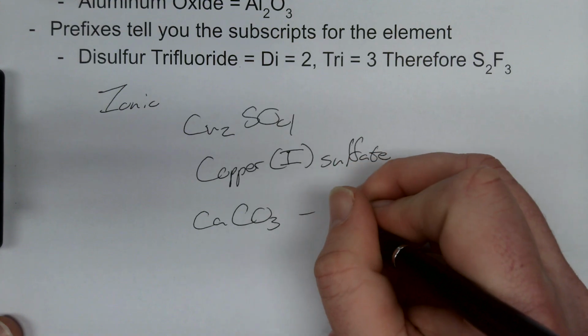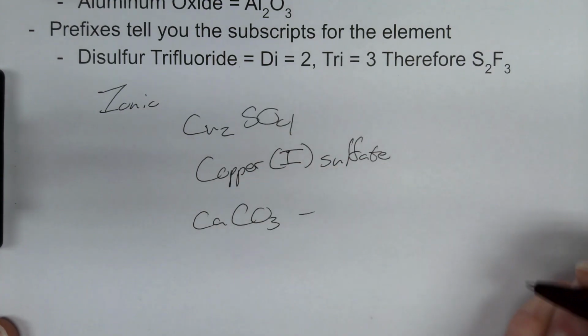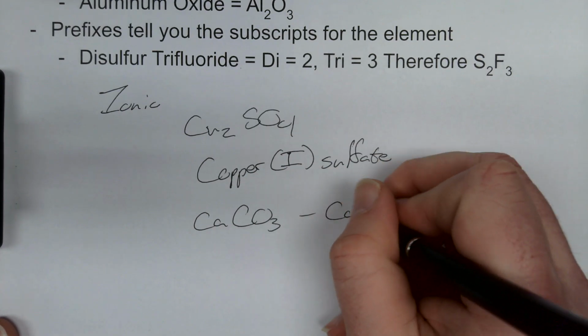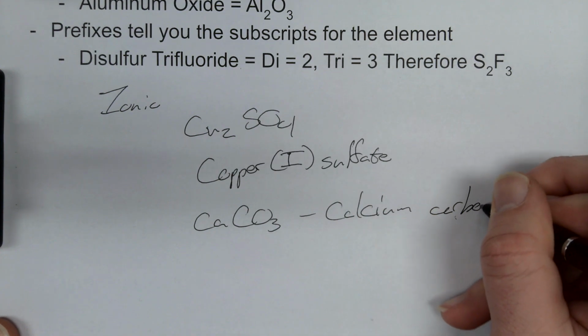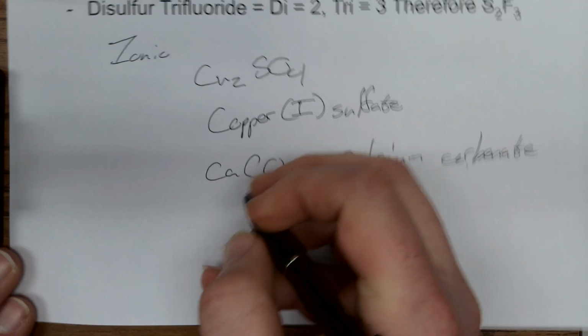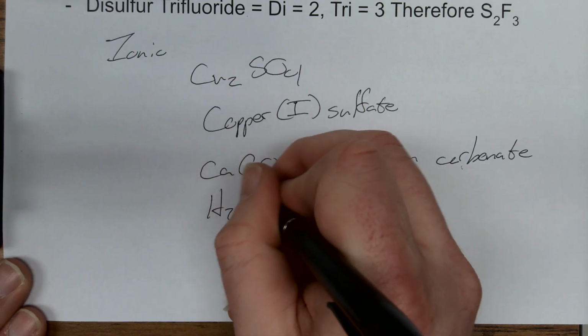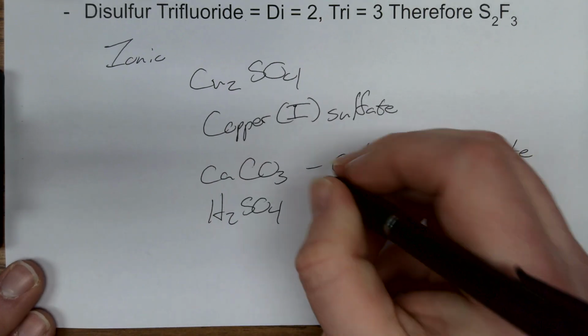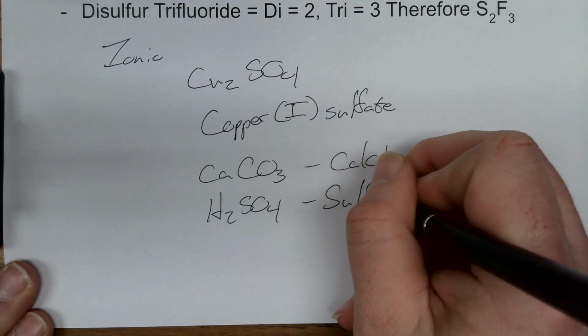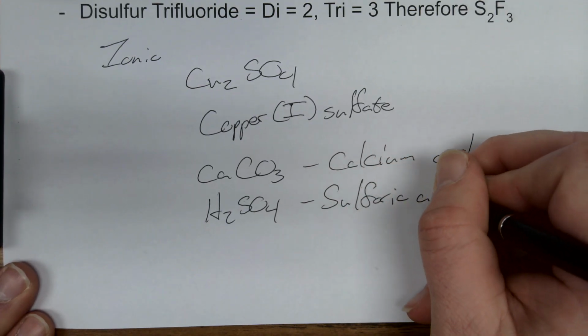When I saw CaCO3, I didn't say calcium monocarbonate. I said calcium carbonate. When I saw H2SO4, I didn't say dihydrogen sulfate. I said sulfuric acid.